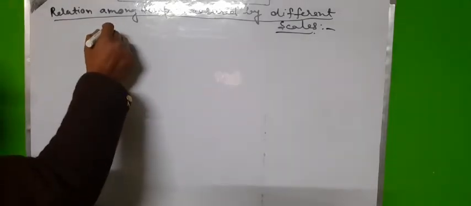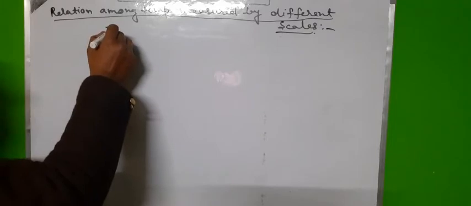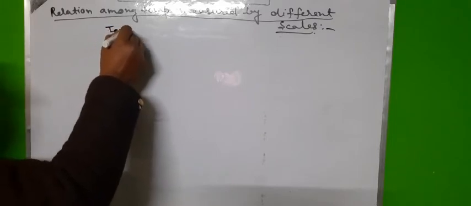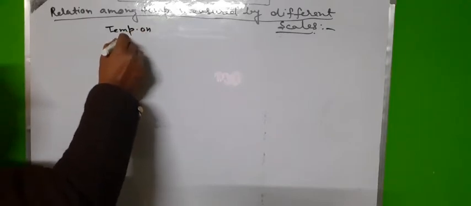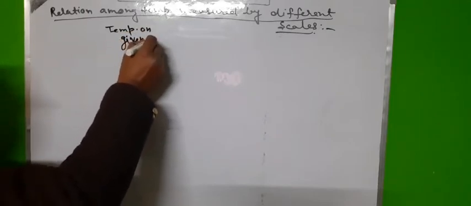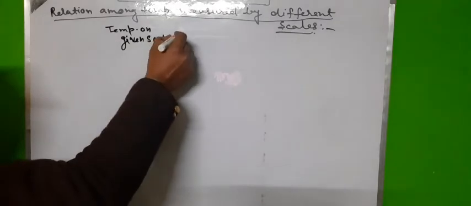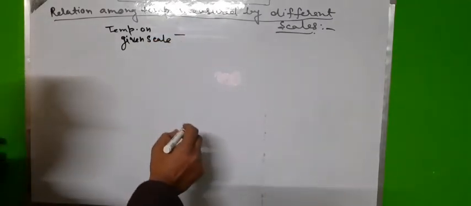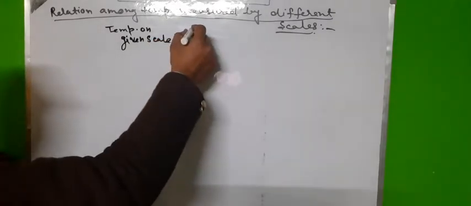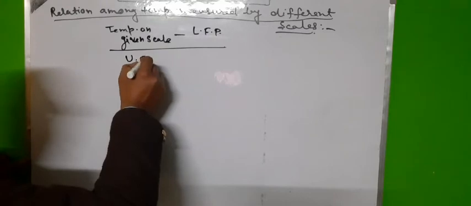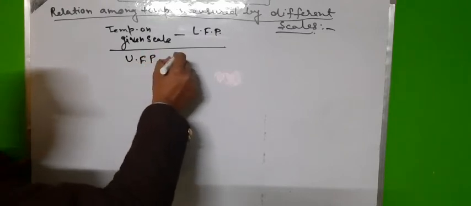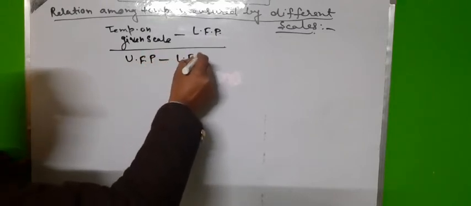Look at it, the formula: temperature on given scale minus lower fixed point, upon upper fixed point minus lower fixed point.